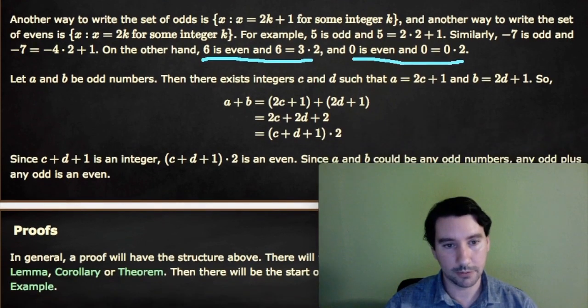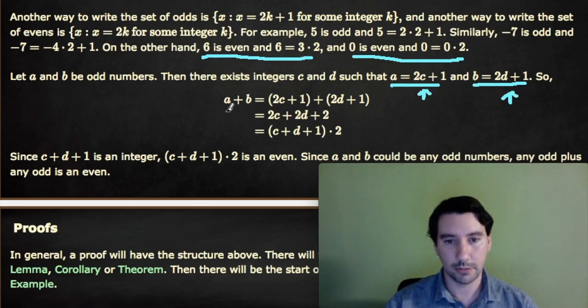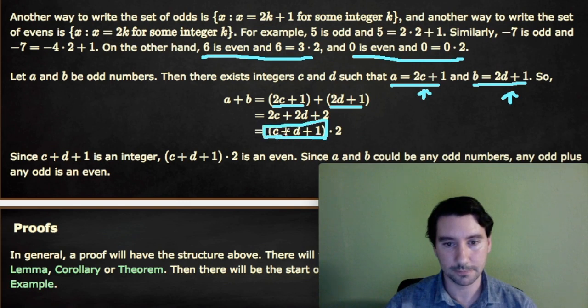So if we have two odd numbers, a and b, then there must exist some numbers c and d such that a is 2c plus 1, and b is 2d plus 1. That's just from the fact that a is odd and b is odd. So now use substitution. A plus b could be written as 2c plus 1 plus 2d plus 1. And then rearranging the formula, we could write this as (c plus d plus 1) all times 2, just by combining the like terms and factoring out a 2.